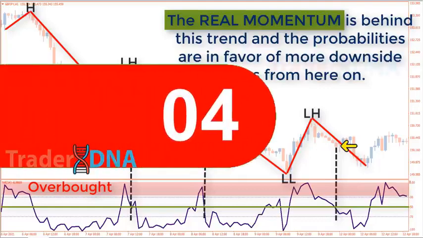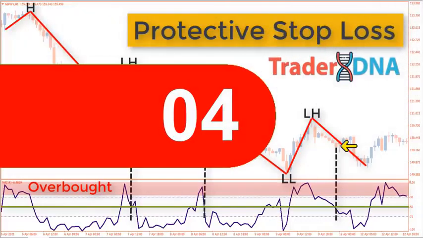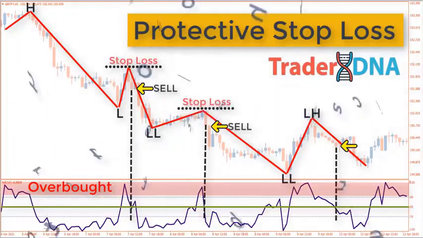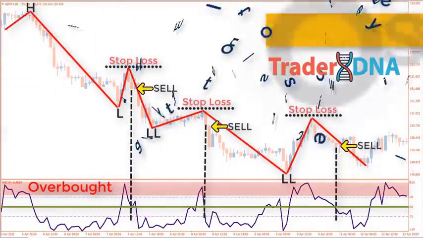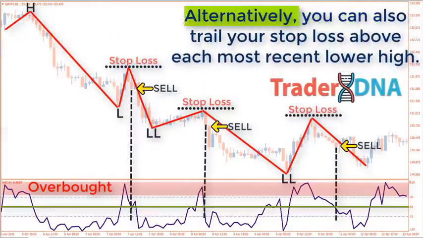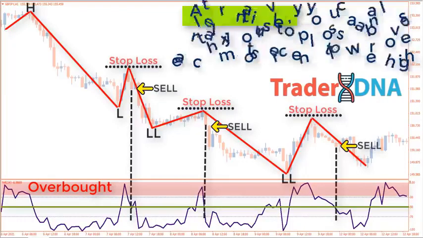Step 4. Place your protective stop loss above the recent high. We want to hide our protective stop loss above the most recent high level that formed right before the momentum trading strategy issued the sell signal. Alternatively, you can also trail your stop loss above each most recent high. This strategy will allow you to lock in the potential profits in case of a sudden market reversal.